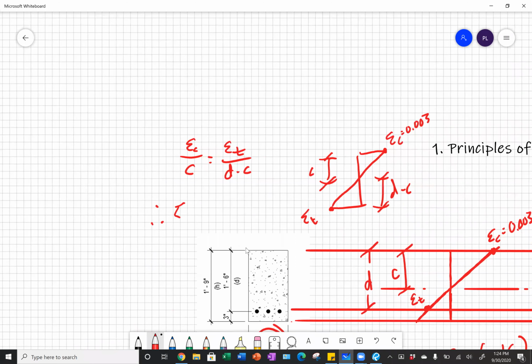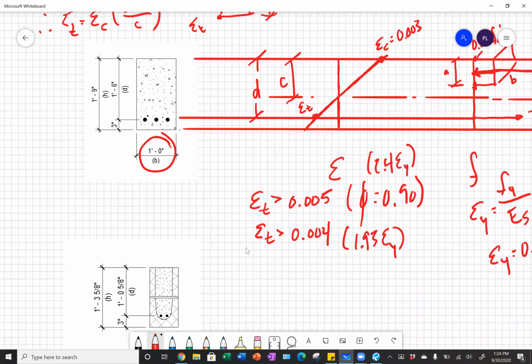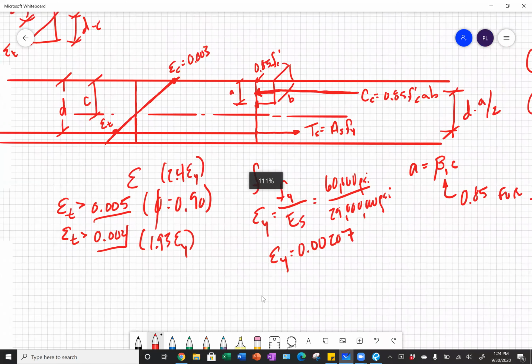And so therefore our strain in our tension steel is going to equal our strain in our concrete times d minus c divided by c. And so we can solve directly for the strain in our tension reinforcement and compare it to 0.005 to see if we are tension controlled. If we're less than 0.005, we have to be greater than 0.004, and we'll have a phi factor less than 0.90. And so that's a brief refresher on concrete beam design.